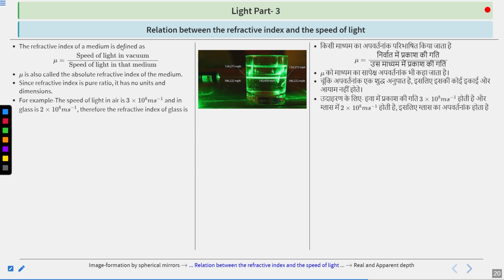For example, the speed of light in air is 3 into 10 power 8 meters second power minus 1, and in glass, it is 2 into 10 power 8 meters second power minus 1. Therefore, the refractive index of glass is mu glass equals 3 into 10 power 8 by 2 into 10 power 8, equals 1.5. That's it. We will not put any unit or dimensions because it is just a simple and pure ratio. It is nothing more.